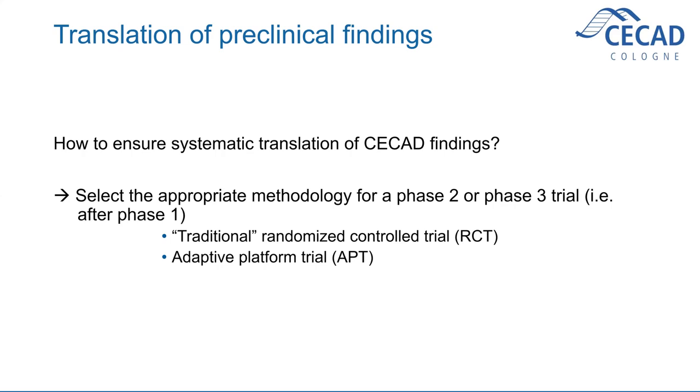How can we best ensure that preclinical findings are best translated to the clinic in a very systematic manner? We need to select the most appropriate methodology for a phase two or phase three trial. Of course, this is following phase one, the first in human. There are several options. Amongst those are the traditional, in quotation marks, randomized controlled clinical trial, and the rather recent or new methodology of an adaptive platform trial, APT, which is basically a more advanced version of a randomized controlled trial.